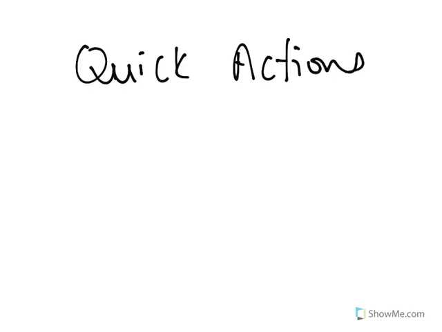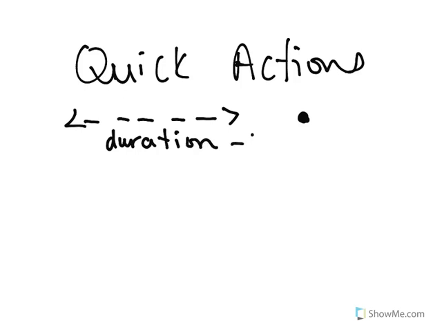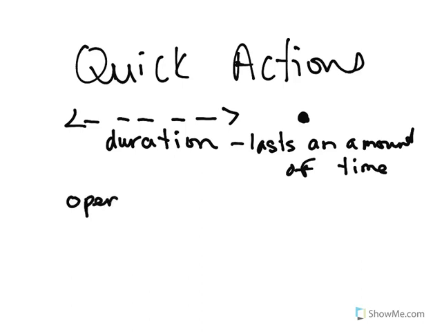Okay. One more thing that I want to talk about with present progressive is some verbs are quick actions. In other words, the action in its definition means that it happens really quickly. Now remember, we said that progressive actions have to take time. They can't be over and done with. They have to have some duration. Duration just means that they last an amount of time. So some verbs, for example, open and close, or leave and arrive.